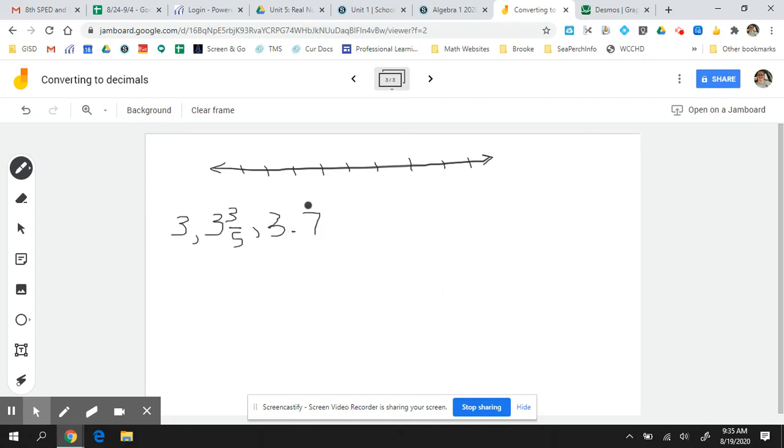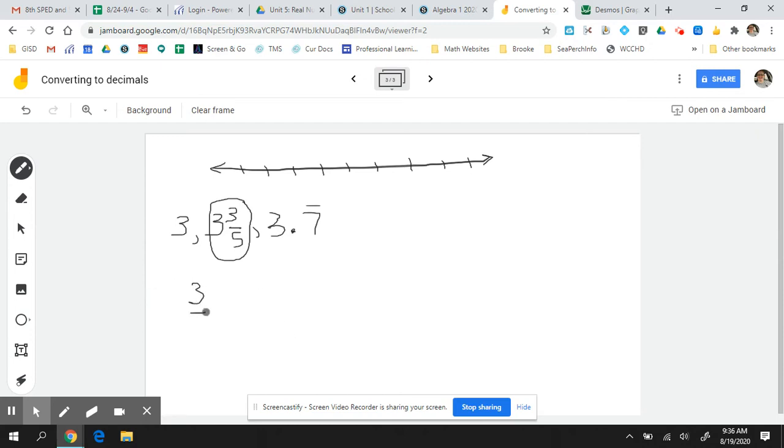0.7, and it has the bar on top. Now remember, this bar means that it's repeating, so it's 3.77777. The great news is on this example, you already have a whole number, so you don't have to change it or do anything to it. This one is already a decimal, so you don't have to do anything to it. We're just going to look at this middle 3 3/5 that they give us.